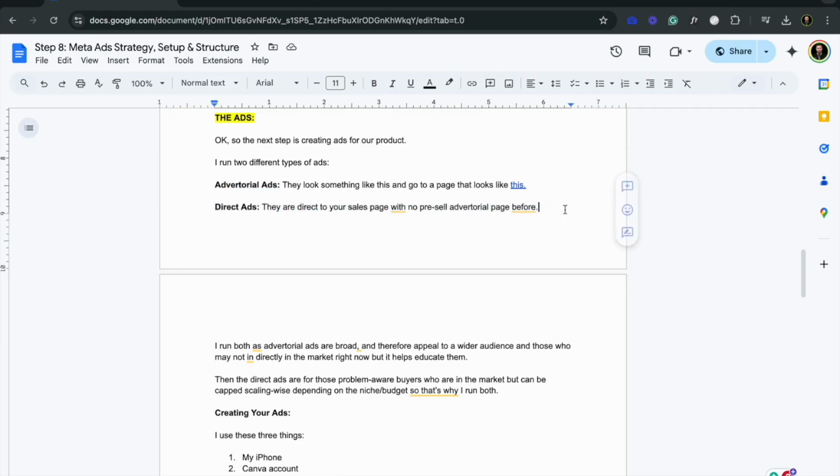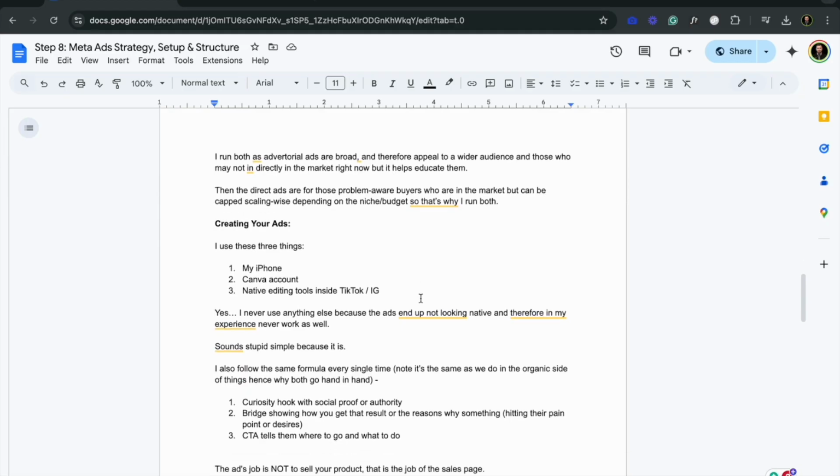Direct ads are just basically direct to your sales page. You've seen these everywhere, and I'll show you an example below. I run both types of ads.